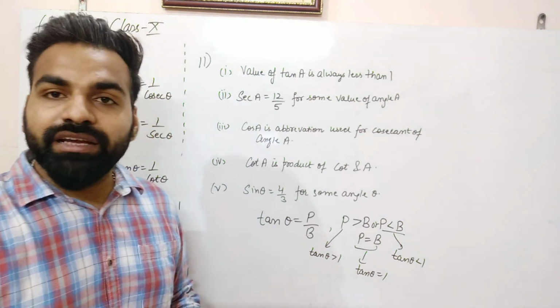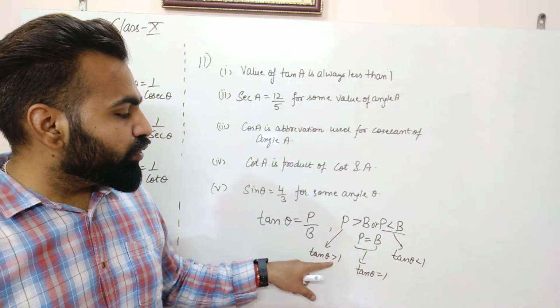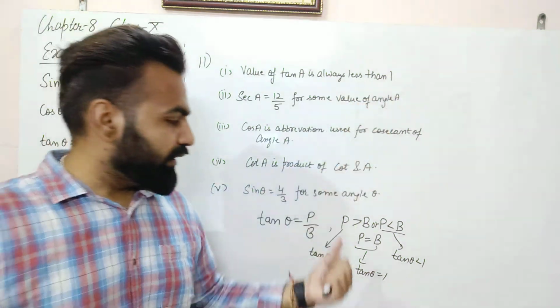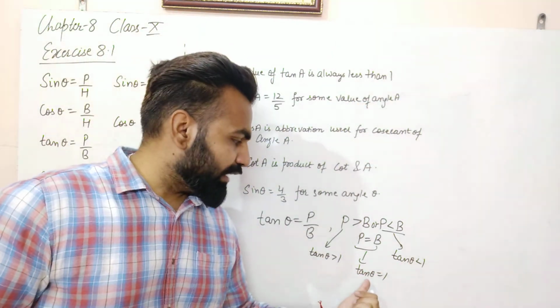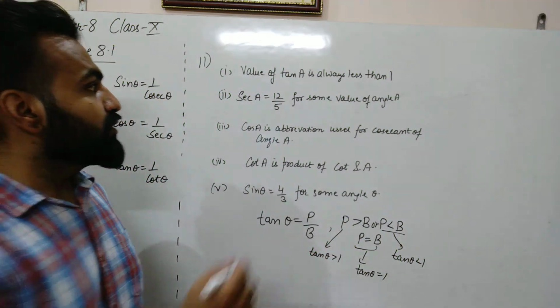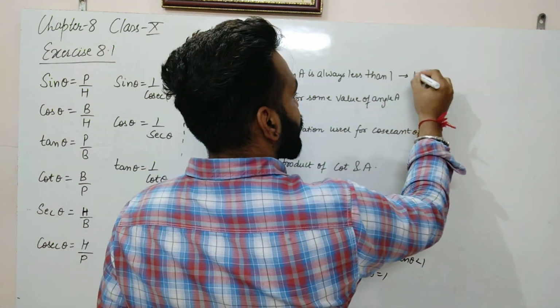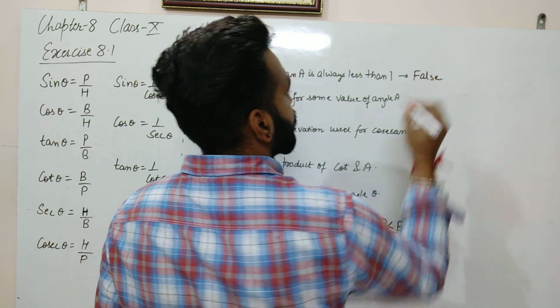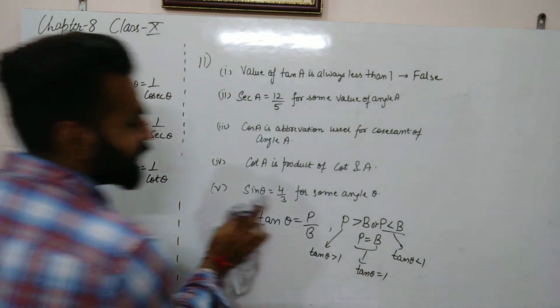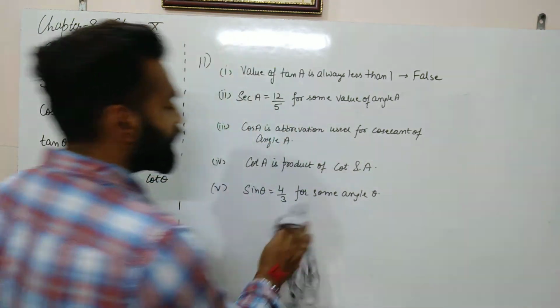So from here we can see that there is no restriction on tan theta that the value is always less than 1. It can be less than 1, it can be equal to 1 also, and it can also be greater than 1. So first is false. Clear?